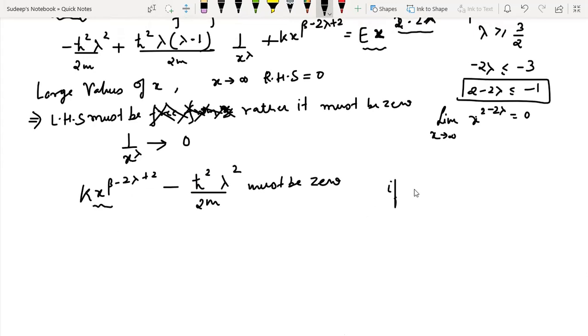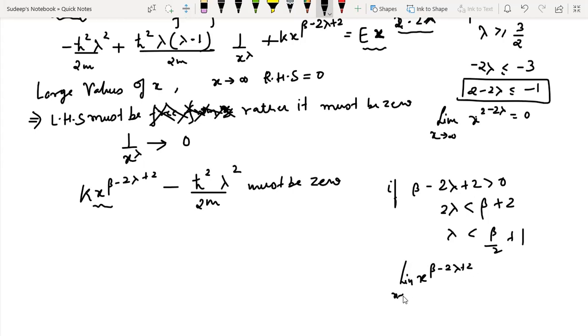Now in order that this must be 0, I'm taking 2 to 3 cases. If beta minus 2 lambda plus 2 is strictly greater than 0, that is, 2 lambda is less than beta plus 2, that is lambda is less than beta by 2 plus 1, then x raised to power beta minus 2 lambda plus 2, as x tends to infinity, will go towards infinity. So lambda cannot be less than beta by 2 plus 1.